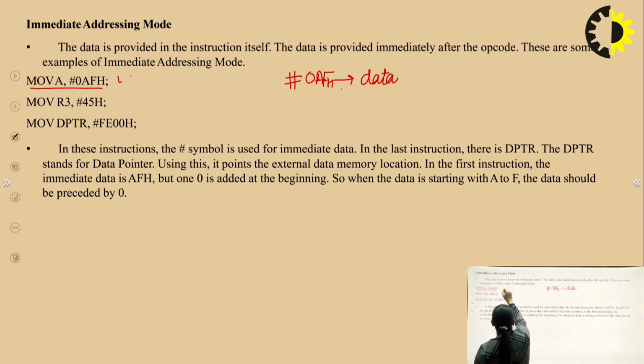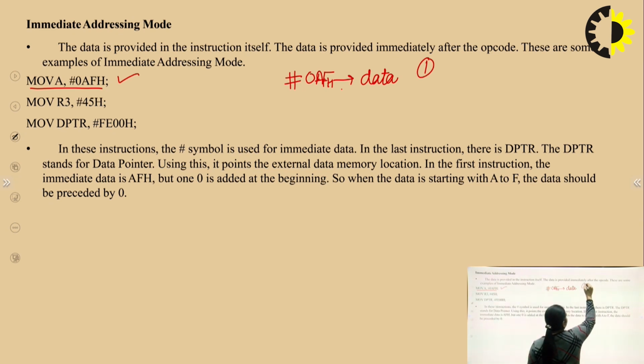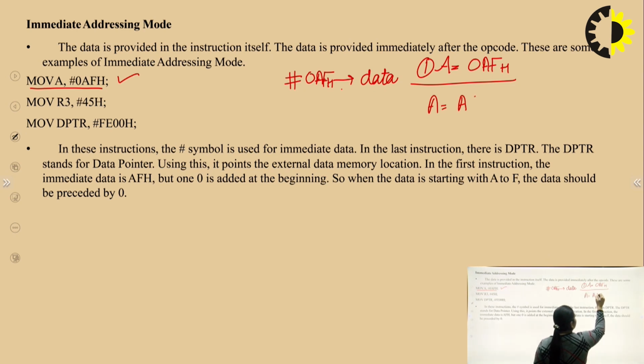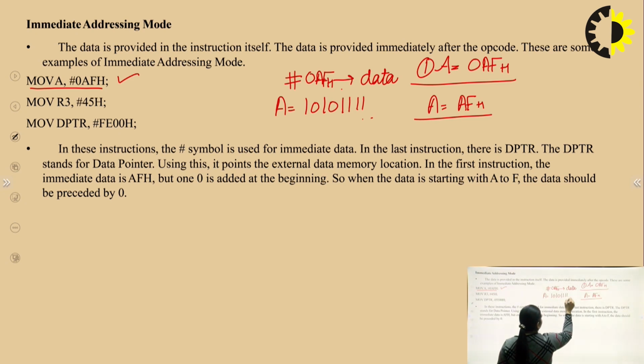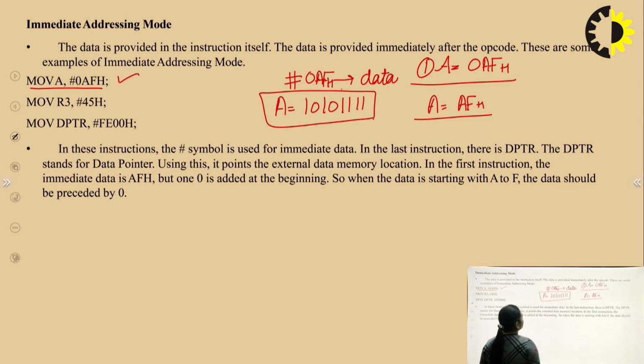So after this instruction, after instruction number 1, the accumulator contents will be 0AFH, or we can say the accumulator will be AFH. And we can write this in binary also. So it will be 1010 1111. So the accumulator contents will be 1010 1111.